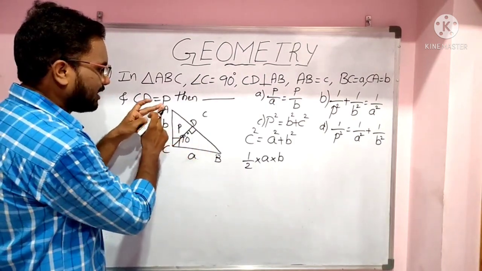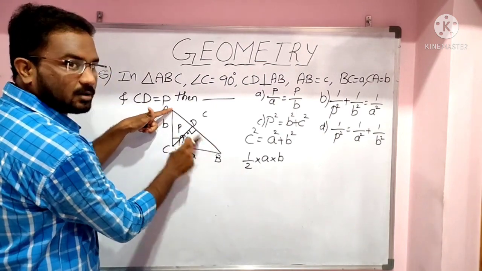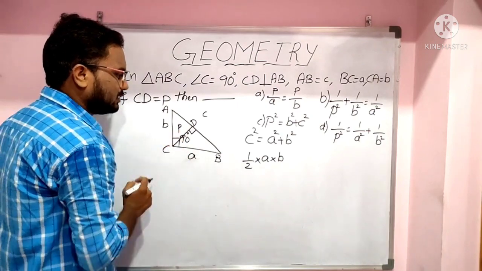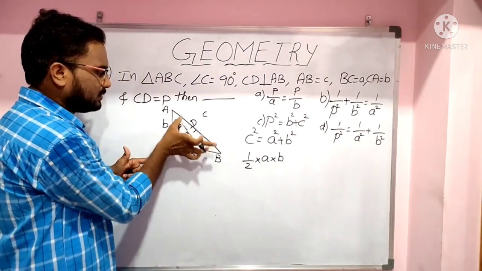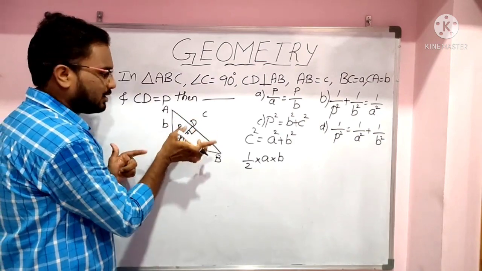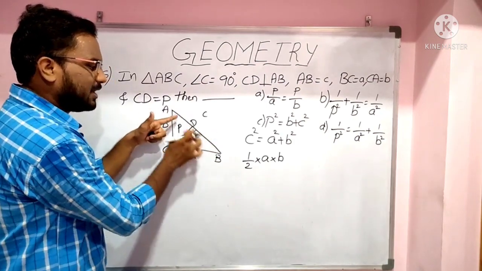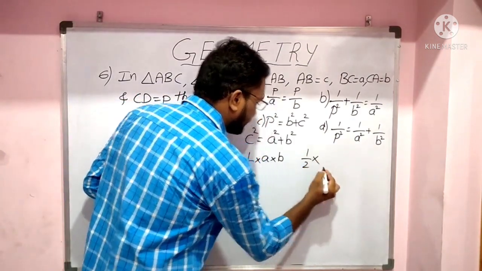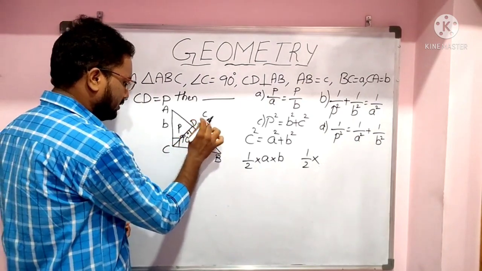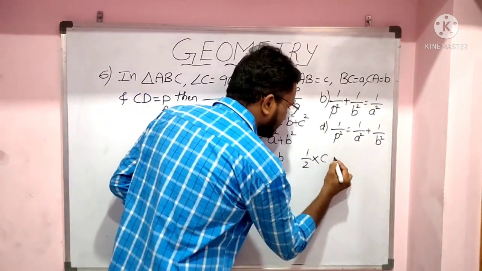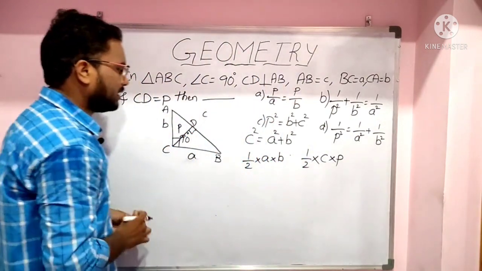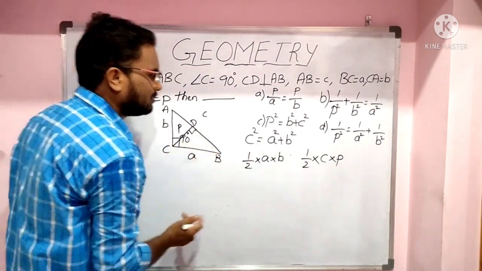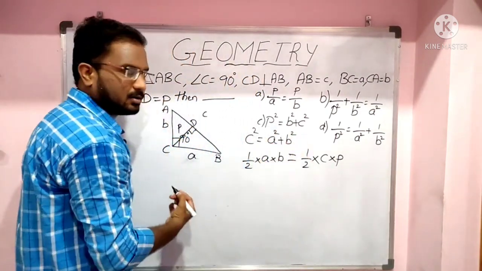So if you take this triangle, if you take the base as AB and height as CD, then area of triangle ABC equal to half into c into p. I am taking base as AB and height as CD. Half into c into p, half into base into height. This is also area of triangle ABC and this is also area of triangle ABC. So these two are equal.